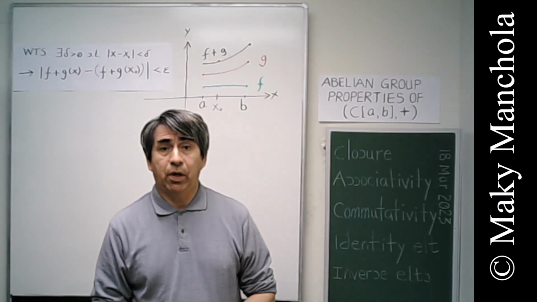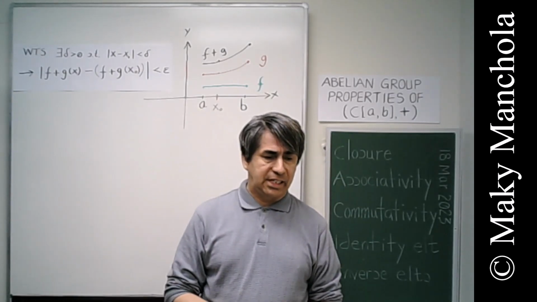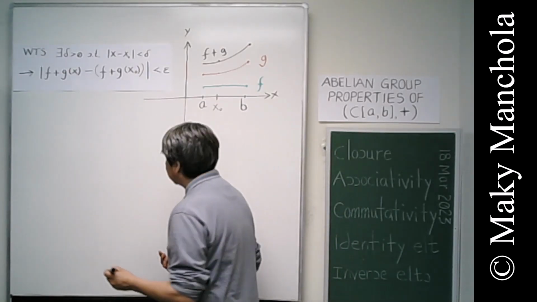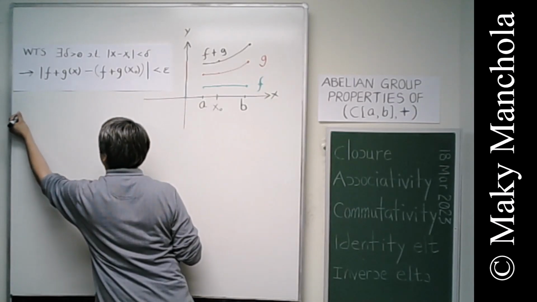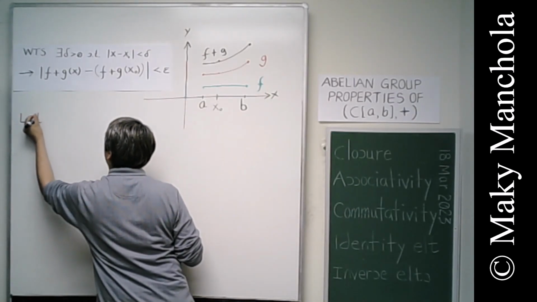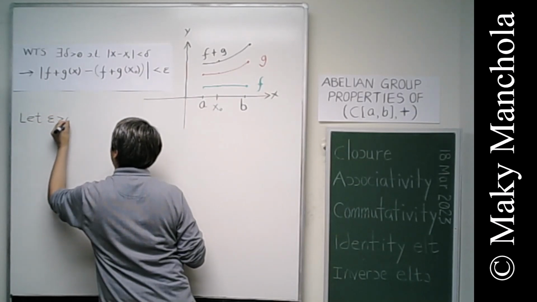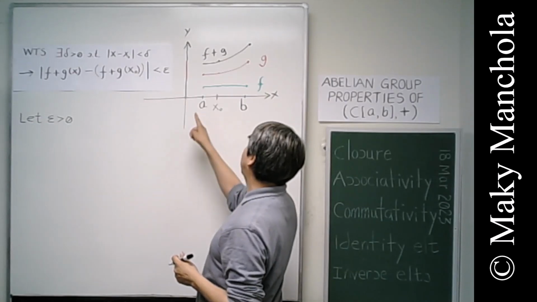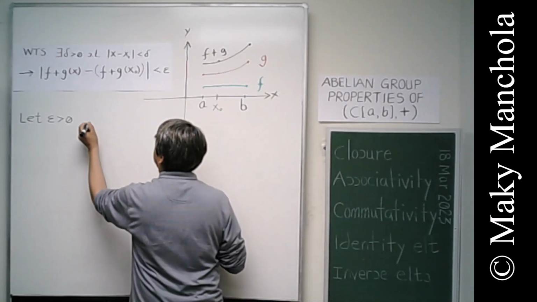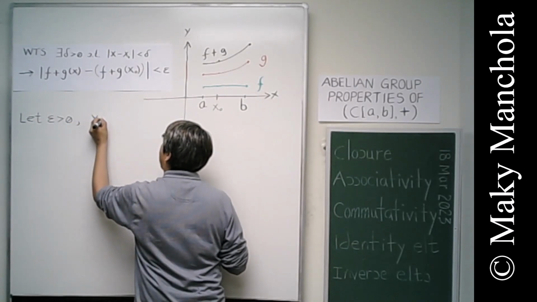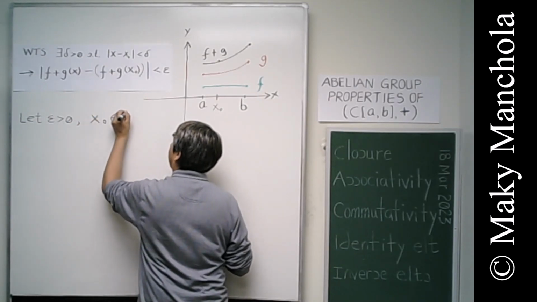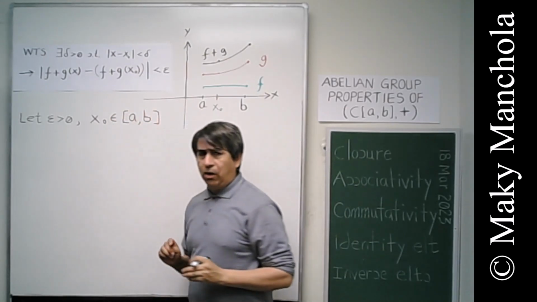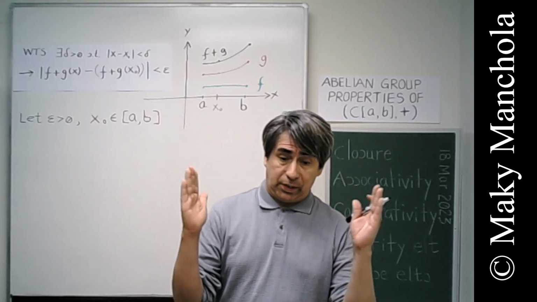To see this, we are going to employ an epsilon delta argument. So let epsilon be greater than 0, and let x0 be an arbitrary point within the interval AB. In our argument, we consider the case where x0 is within the interval.